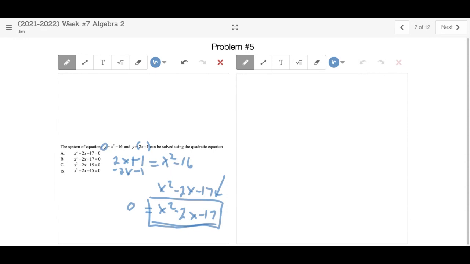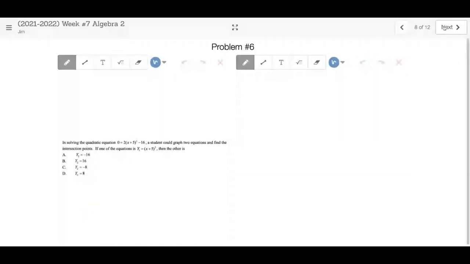Yeah, I agree with you. It really was not a very easy question to read through and figure out what they wanted you to do. I think this one's not any better either. It says, in solving the quadratic equation, 0 is equal to 2 times (x plus 5) squared minus 16, a student could graph the two equations and find the intersection points. If one of the equations is (x plus 5) squared, then the other one is blank. Okay? Does anybody think they got that one? It's kind of a weird one.